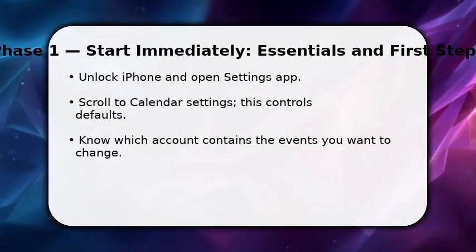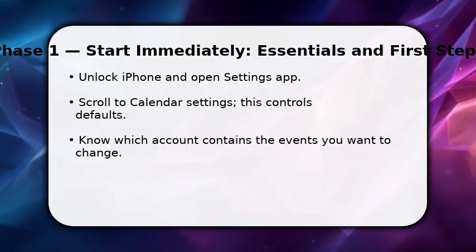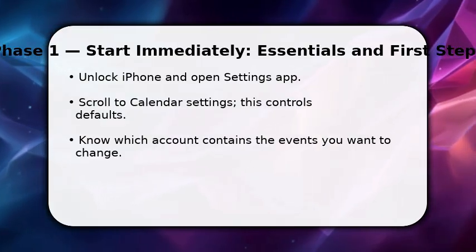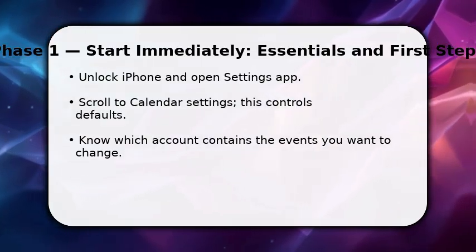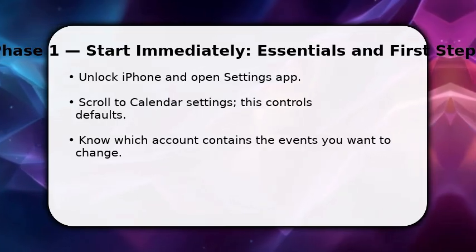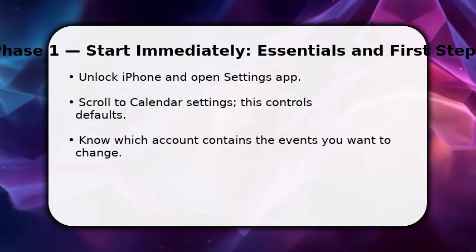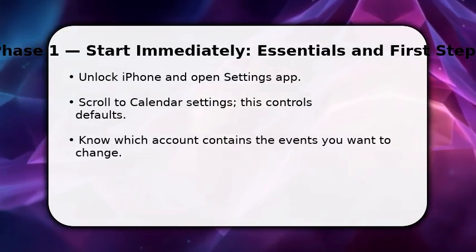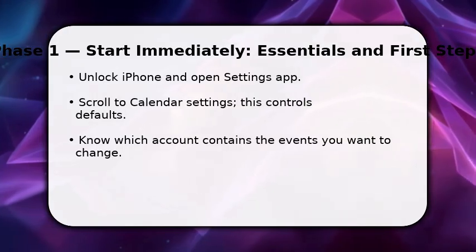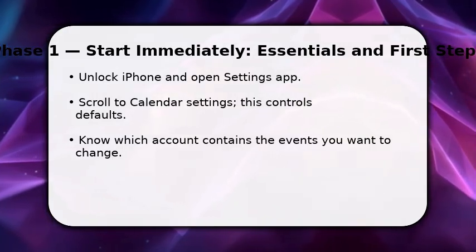Enjoy the video. You start by unlocking the iPhone and opening Settings. Once there, tap Calendar. This is the control center for default calendars and account visibility. Make sure the account that holds the events is added and enabled in Passwords and Accounts or Mail, otherwise you can't set it as default. Once done, you're ready to pick defaults.